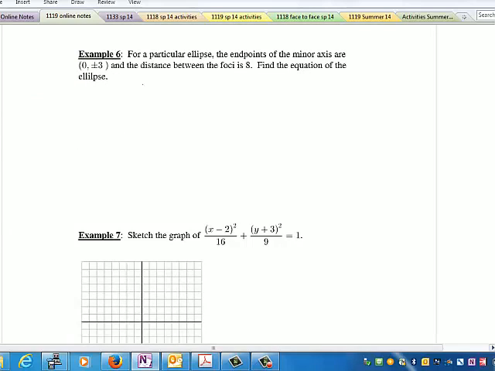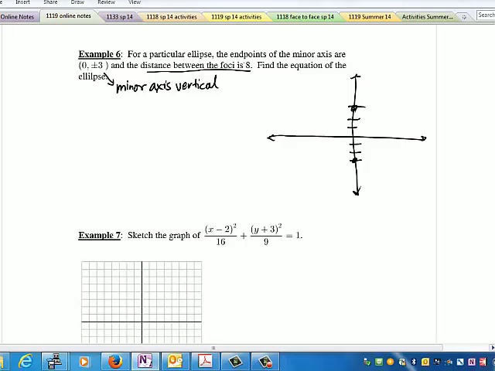Okay, example 6. For a particular ellipse, the endpoints of the minor axis are 0 plus or minus 3. So we can see that the minor axis is vertical from that information. And it tells us the distance between the foci is 8. And from that information, we can tell that c would be half of that. So 2c is always the distance between the foci, which would imply that c is 4.